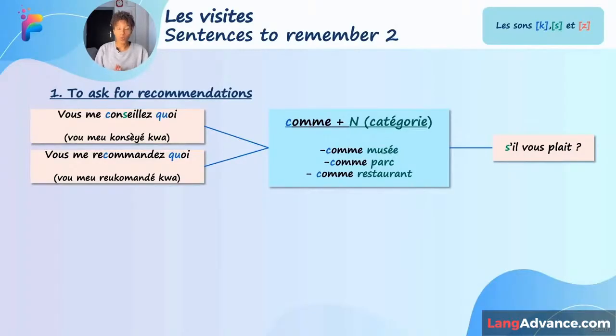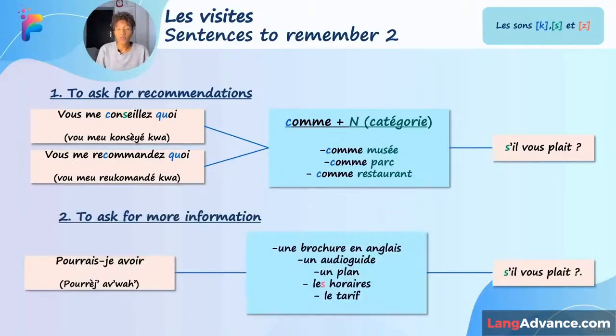Vous me conseillez quoi comme parc, s'il vous plaît? What kind of park do you suggest? Vous me conseillez quoi comme restaurant, s'il vous plaît? What kind of restaurant do you suggest? Now let's use the second option. Vous me recommandez quoi comme musée, s'il vous plaît? Vous me recommandez quoi comme parc, s'il vous plaît? Vous me recommandez quoi comme restaurant, s'il vous plaît?